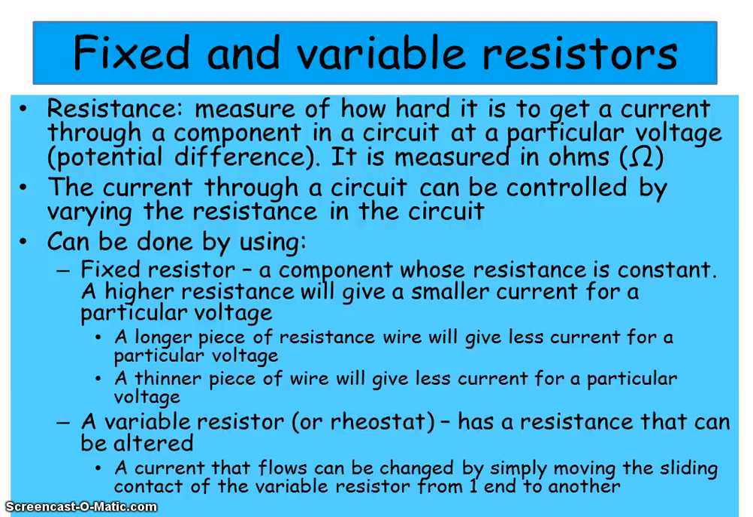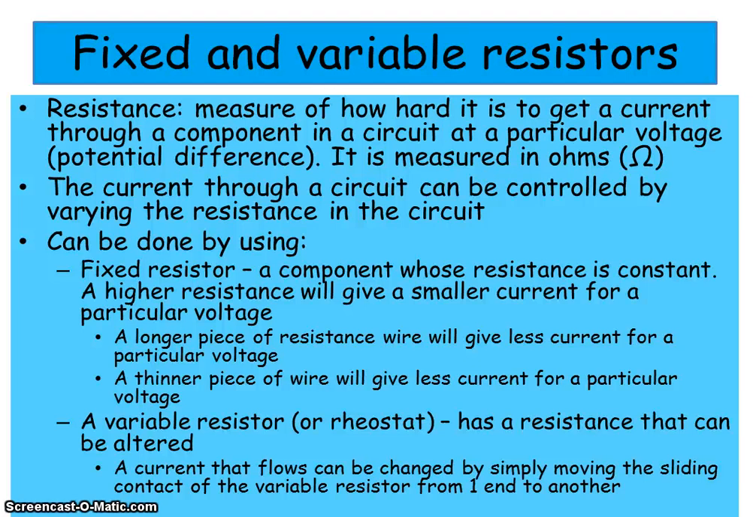The current through a circuit can be controlled by varying the resistance in the circuit, and you can do this with two things. You could first of all have a fixed resistor, which means a component whose resistance is constant. A higher resistance will give a smaller current for a particular voltage. If you were the electrons, and I asked you all to walk out the door, then that door would be offering resistance. As long as I left that door as it was, it would be a fixed resistor, resisting you walking out.